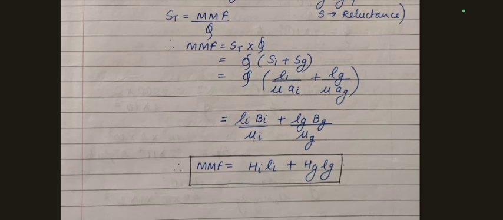Follow the same steps as I have told you about the series magnetic circuit without air gap. The same steps are there, just the naming is different. This formula is important. Sometimes numericals are asked on this formula also. So MMF is equal to Hi Li plus Hg Lg. This is the final answer for this derivation.